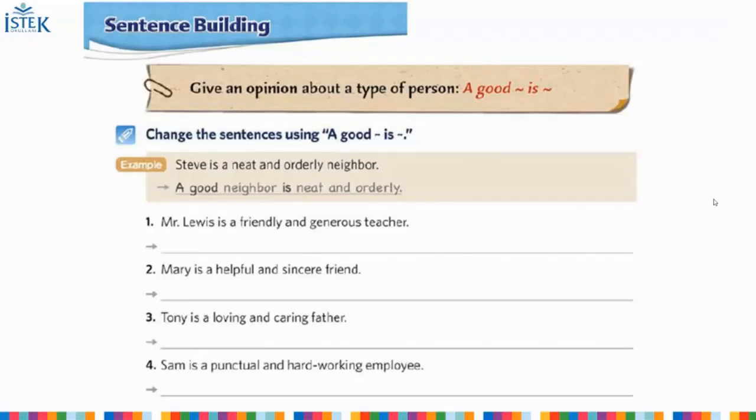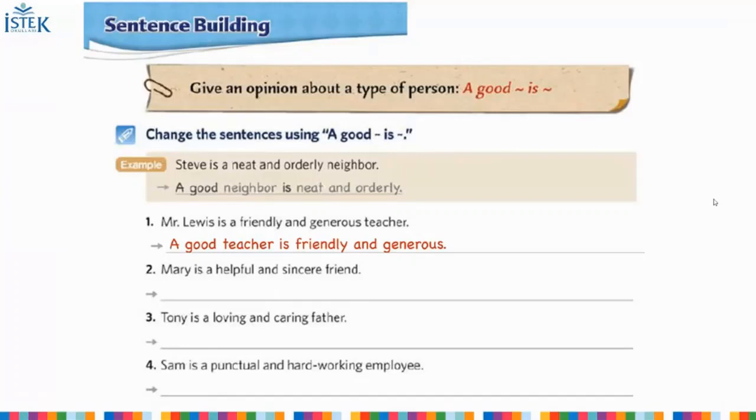Let's have a look on the sentences together. The first one. Mr. Lewis is a friendly and generous teacher. So how am I going to use a good in this sentence? I'll give you a few seconds to think about the answer. Right? A good teacher is friendly and generous.